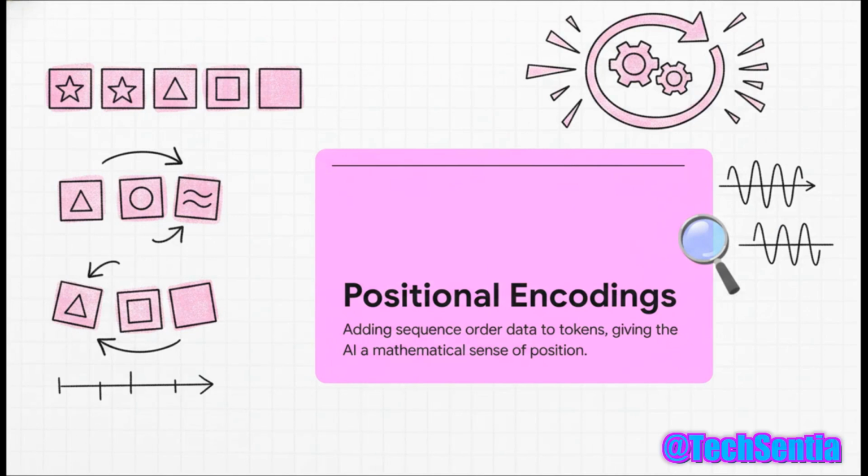Because attention processes everything simultaneously, it's mathematically permutation invariant, meaning if you scramble the words, it doesn't know the difference. It has no innate sense of time or order. So to fix this, engineers inject positional encodings. A super popular method right now is RoPE, or rotary position embeddings. It essentially mathematically rotates the vectors, so the AI gets a built-in sense of which word came first, second, third, and so on.